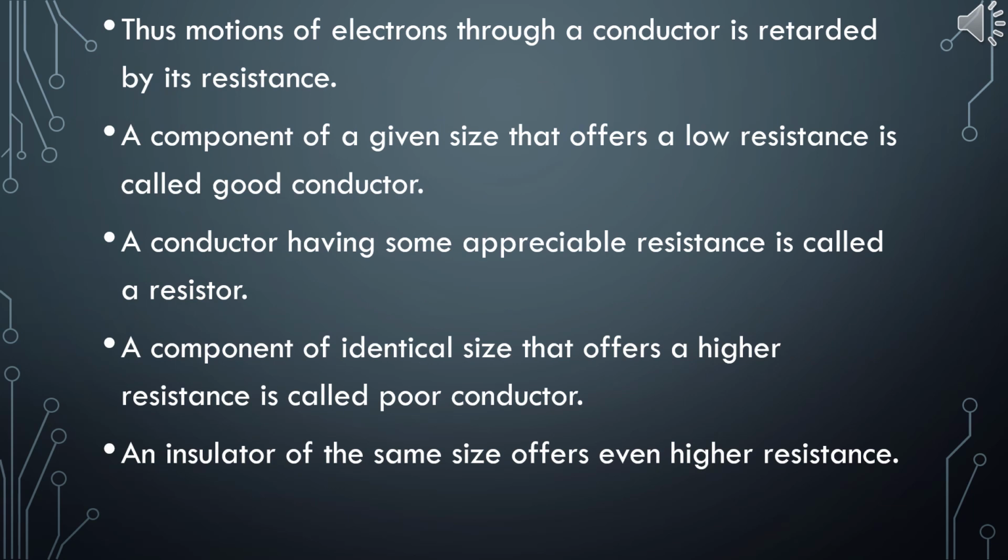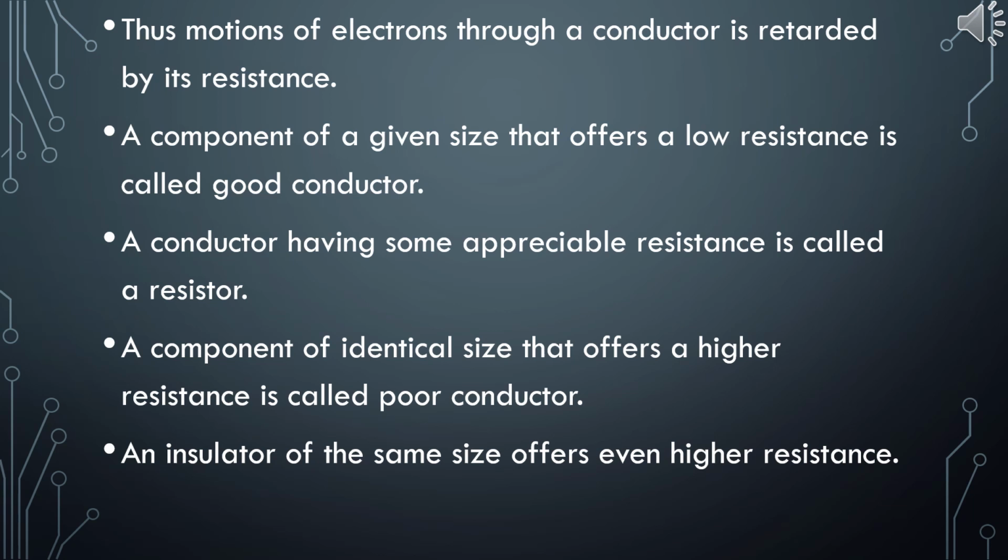Thus, motion of electrons through a conductor is retarded by its resistance. Here, the resistance of a conductor decides how much current flows through it. Based on this, different components are categorized into different groups. Let us see the first one.